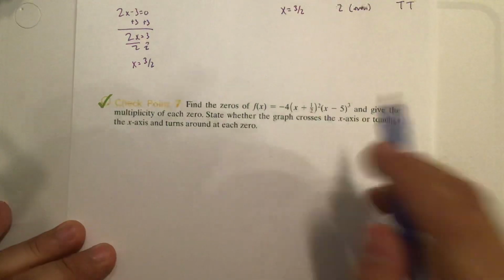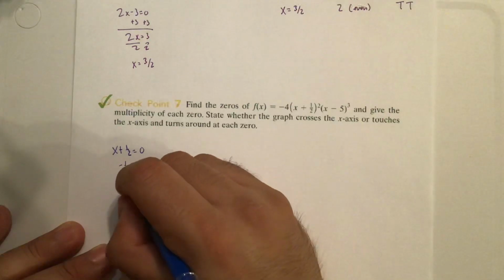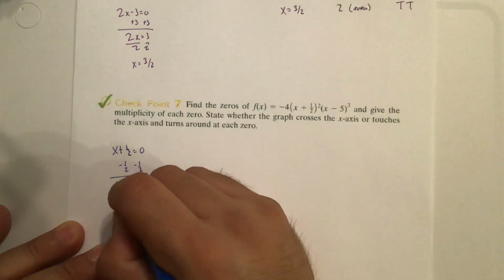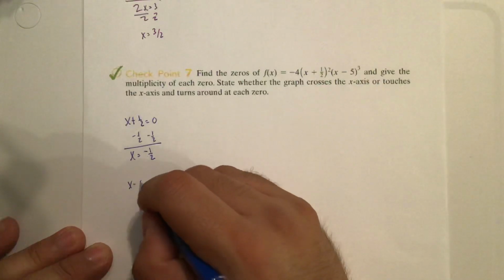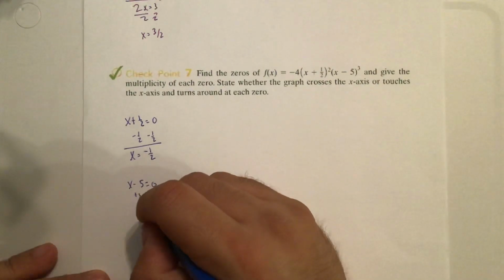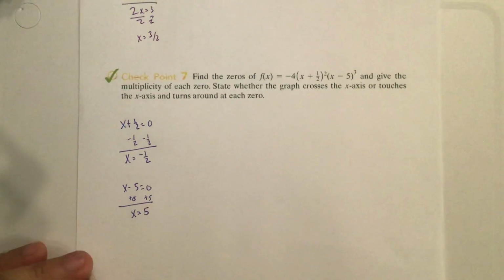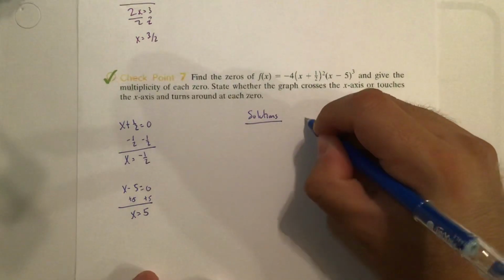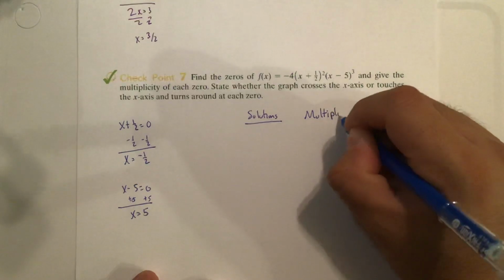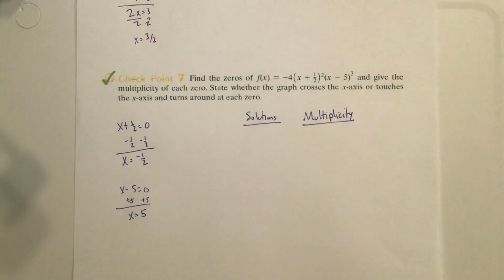So this one, x plus 1/2 squared, so I'm just gonna write x plus 1/2, set that equal to 0 and solve it. So if we subtract 1/2 from both sides, x equals -1/2. For the second one, we have x minus 5 cubed, so we're just going to look at x minus 5, set that equal to 0. Add the 5 to both sides, x equals 5. Okay, just like before, we're going to write the solutions, the multiplicity, and then we're going to talk about, does it cross the x-axis or does it touch and turn?